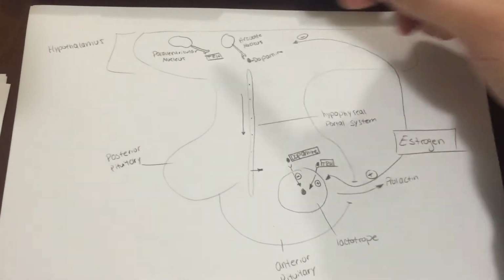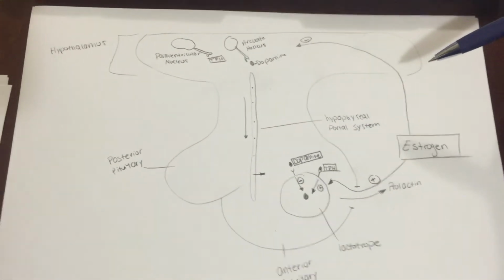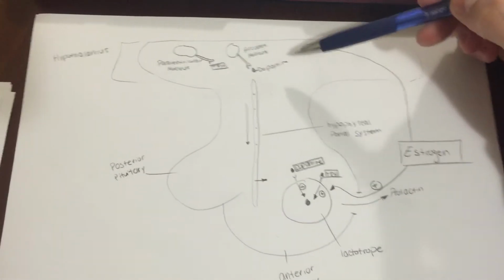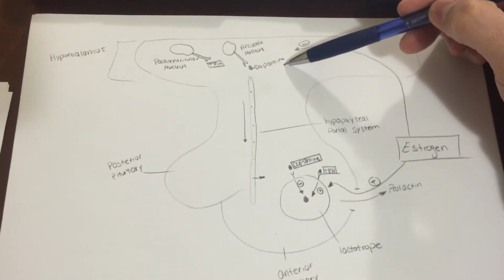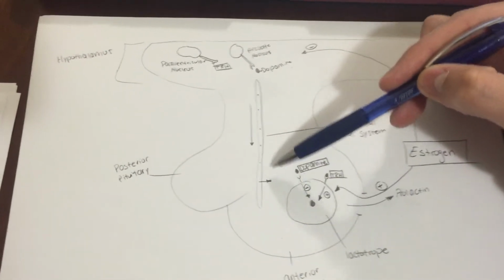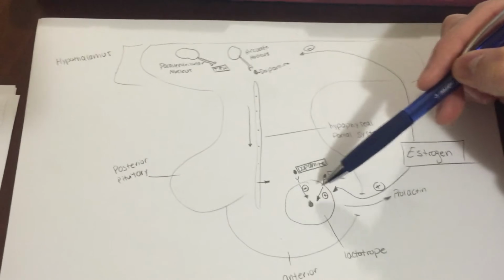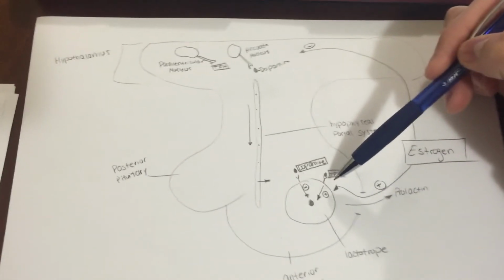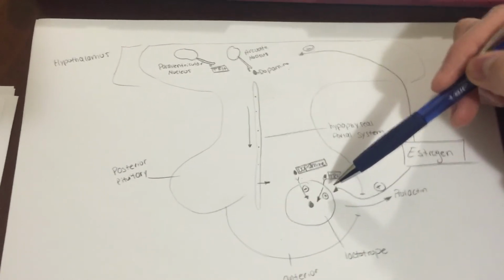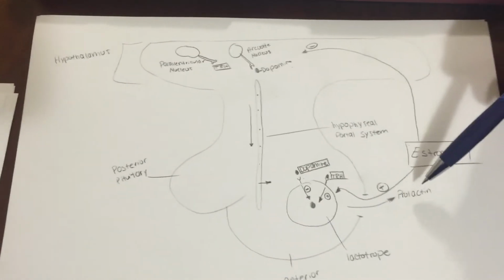Here we have the hypothalamus, which contains a group of cell bodies called the arcuate nucleus, and they produce prolactin inhibiting hormone, also known as dopamine. Dopamine then travels down the hypophyseal portal system, where it gets secreted into the anterior pituitary. Once inside the anterior pituitary, the dopamine binds to receptors on the lactotrope, which then inhibits the production of prolactin.